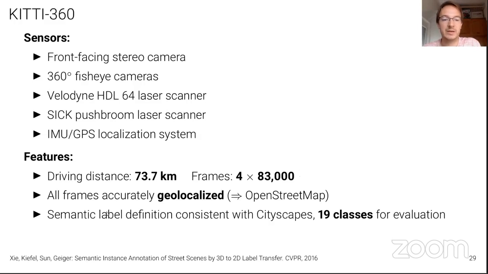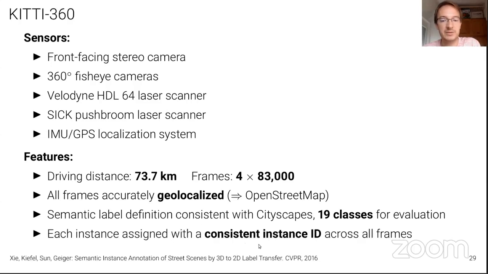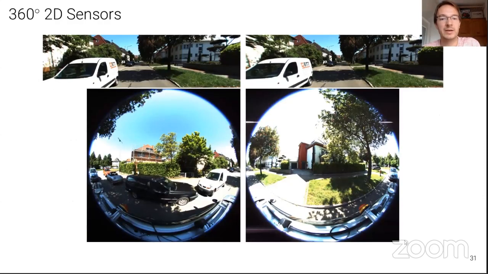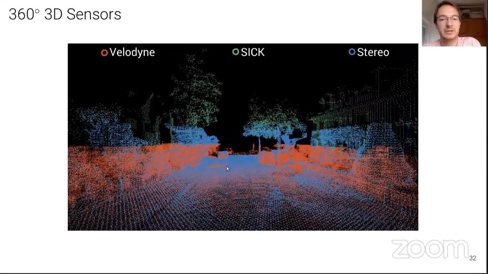And we are labeled using accurate semantic labels. They're consistent with Cityscapes, and we use 19 classes for the evaluation that we plan. Each instance is assigned with a consistent instance ID across all frames. So unlike other data sets where images are labeled individually, what we did here is we labeled images based on the 3D information. So here's an illustration of the sensors of the data set. You can see the left and the right forward-facing camera and the fisheye cameras. And here you can see the 3D point clouds produced by the Velodyne laser scanner, the SICK laser scanner, and the stereo system.